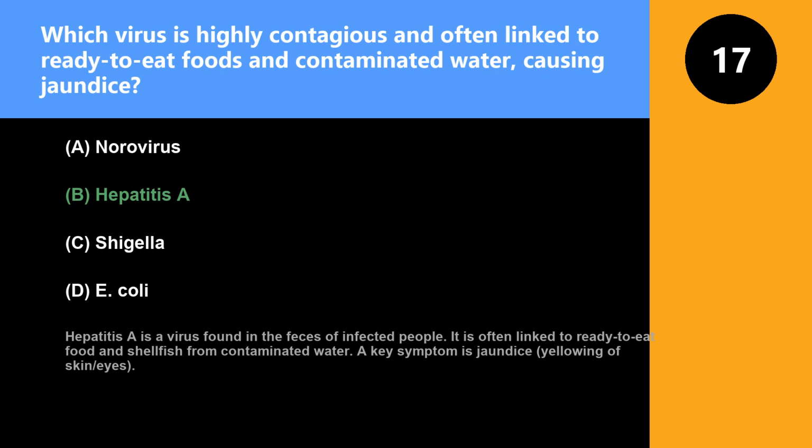Hepatitis A is a virus found in the feces of infected people. It is often linked to ready-to-eat food and shellfish from contaminated water. A key symptom is jaundice, yellowing of skin/eyes.